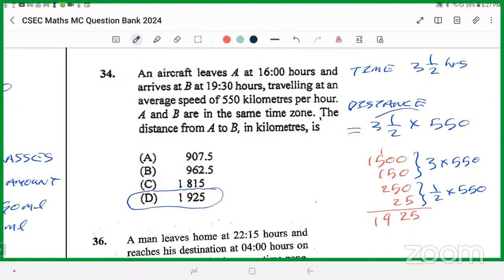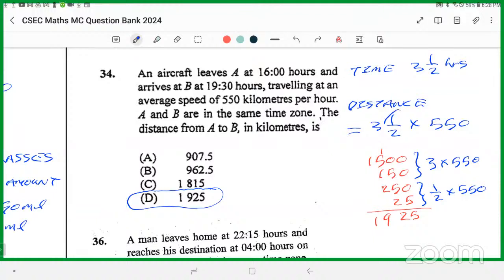So if you want to work this out by doing 3.5 times, that's fine. But if you can't use a calculator, something has to break down the calculation. What did I do? I'm doing 3.5 times 550. I said, okay, I'm going to do 3 times 550 first. I break down the 550 into 500 and 50. So first, we do the 3 times the 500, that gives me that. Then 3 times the 50, that gives me this. So those two account for the 3 times 550.